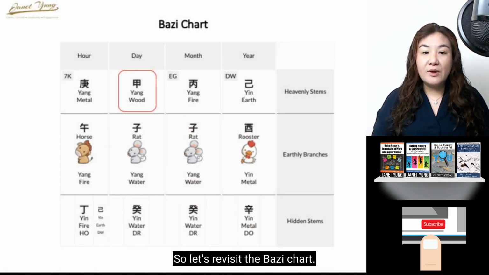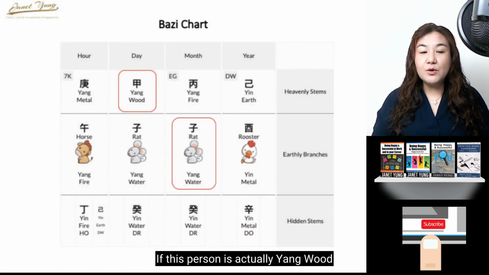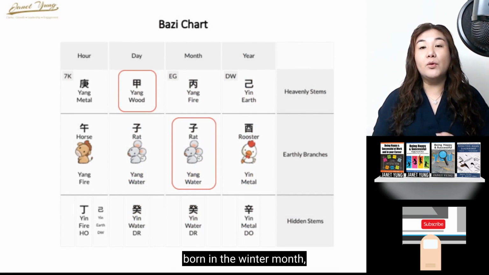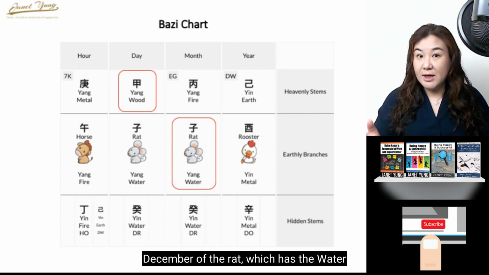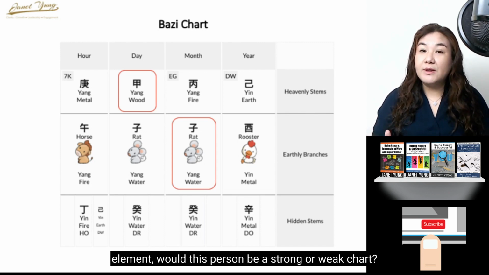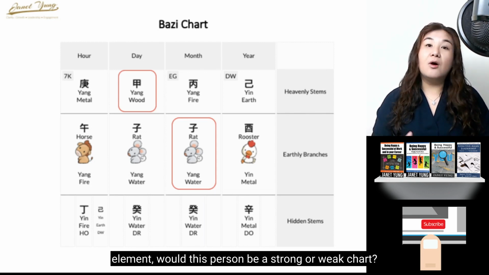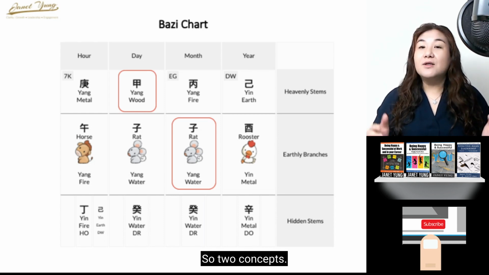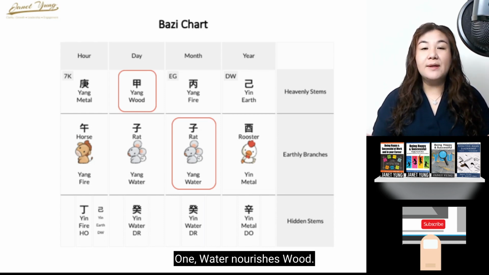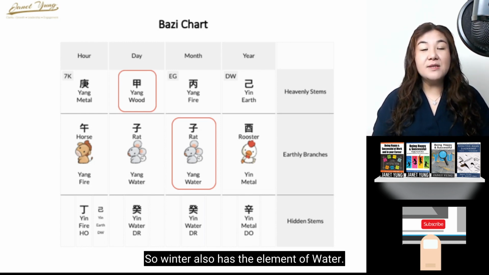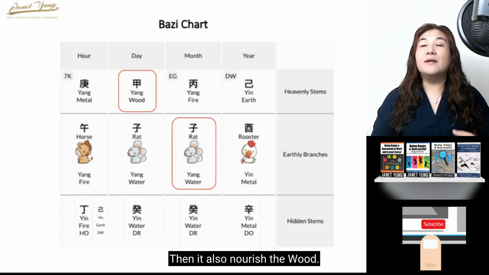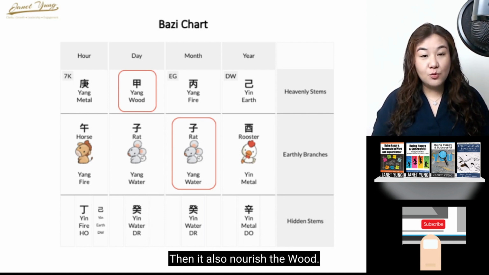So let's revisit the Bazi chart. If this person is young wood born in the winter month, December, of the rat, which has the water element, would this person be a strong or weak chart? Correct. So 2 concepts. One, water nourishes wood, so therefore it's a stronger element. So winter also has the element of water, then you also will nourish the wood.